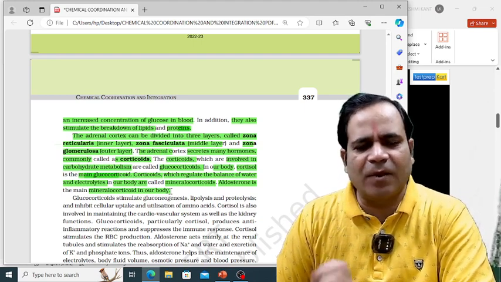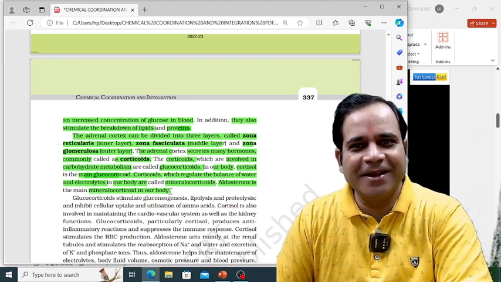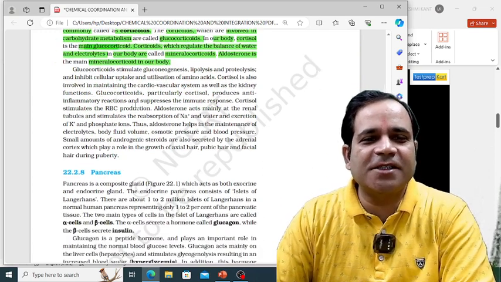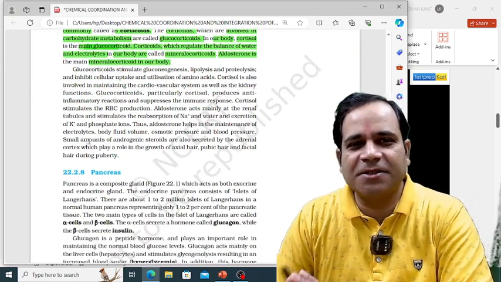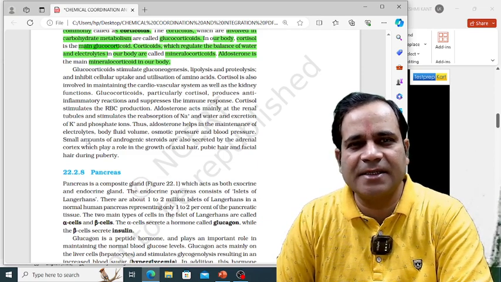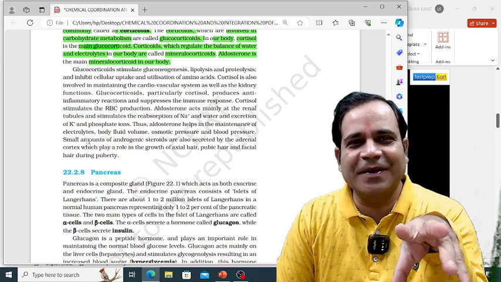And now let's see the main function of glucocorticoids and mineralocorticoids. Are you interested to know this? Very good. If you are interested, just remain in this video. Listen carefully to what the NCERT says line by line, and hopefully this is clear to all of you. Yes or no?